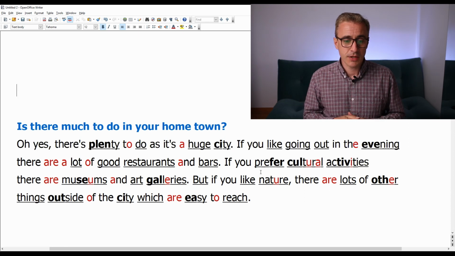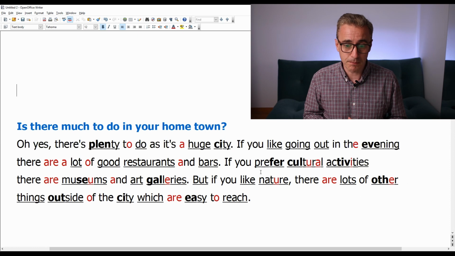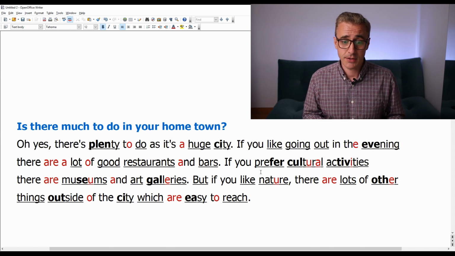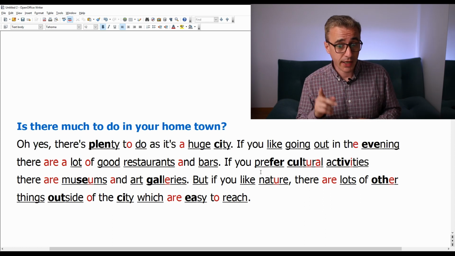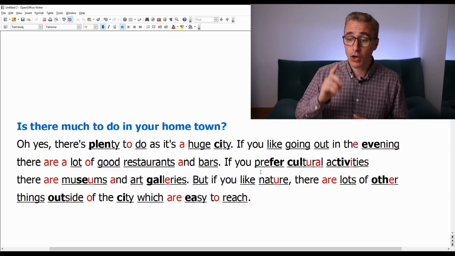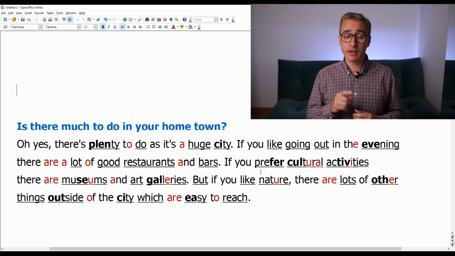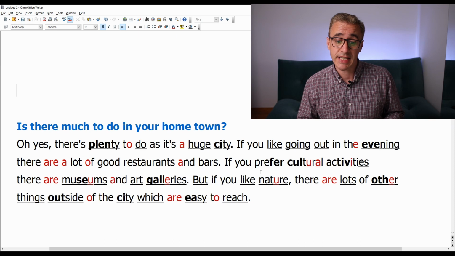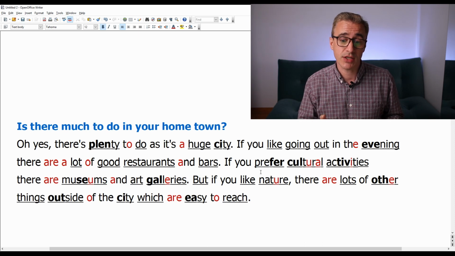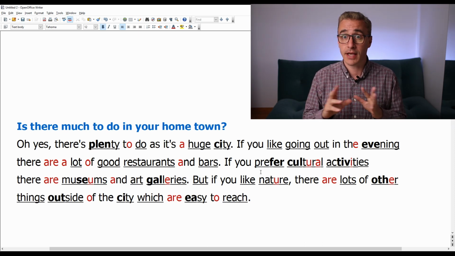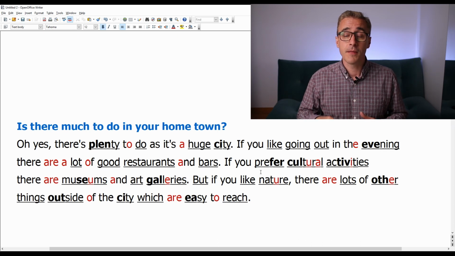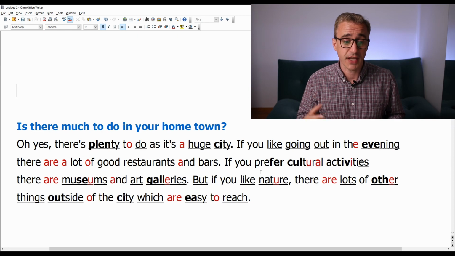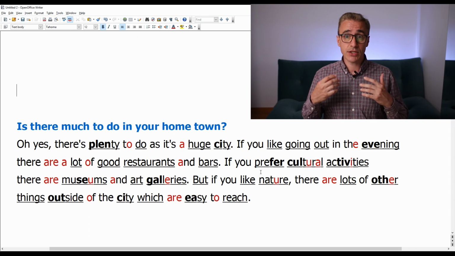Very good. So the next sentence, very slowly. So I'm going to stress the but because it's showing contrast here. So, but if you like nature, there are lots of other things outside of the city which are easy to reach. To reach. So let's say, I'm going to say the complete sentence and you follow after me. But if you like nature, there are lots of other things outside of the city which are easy to reach.